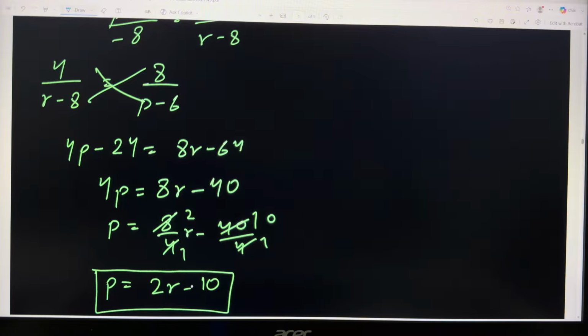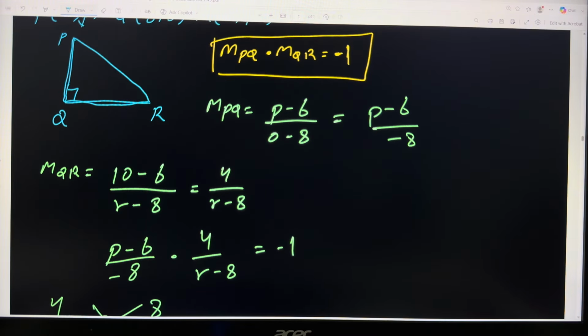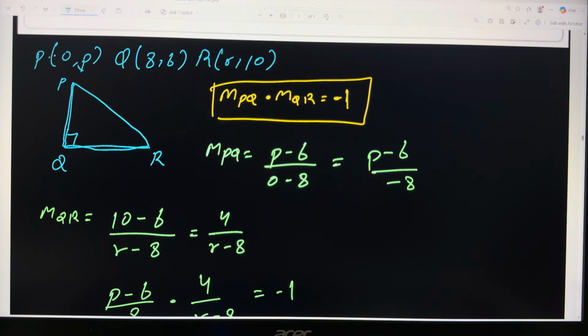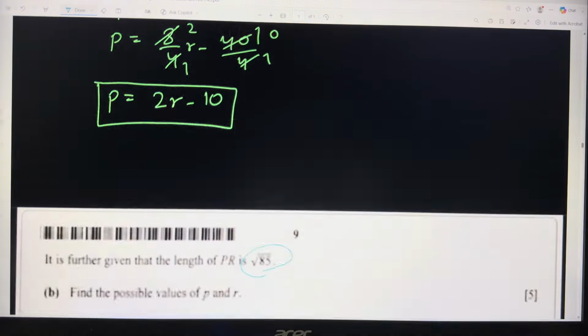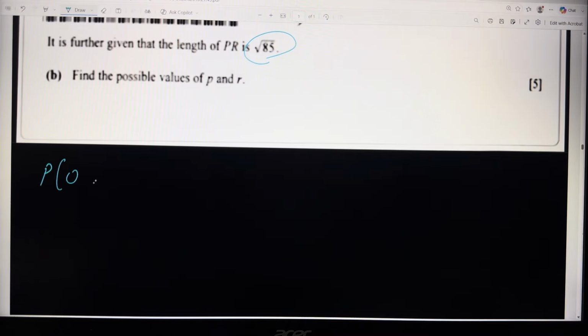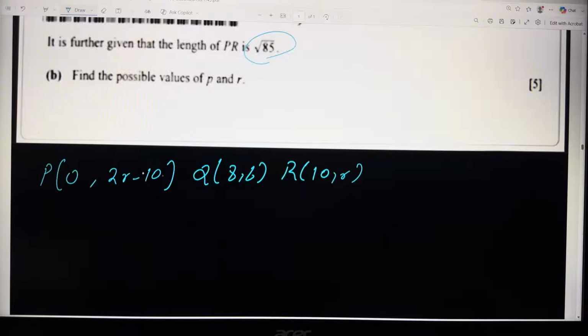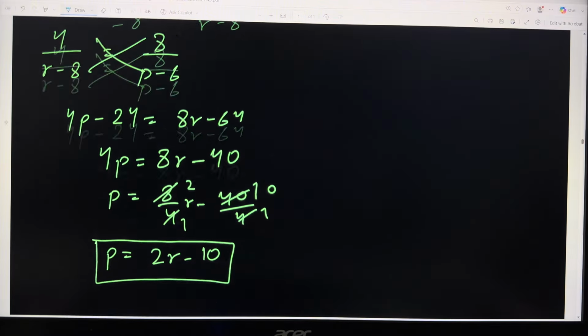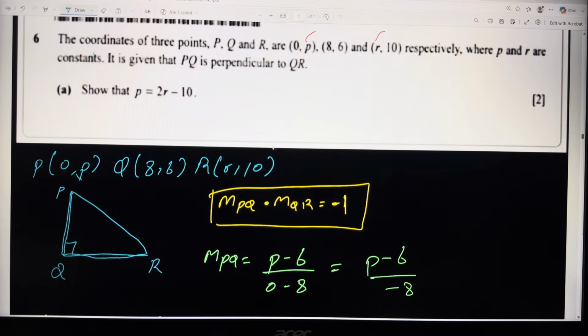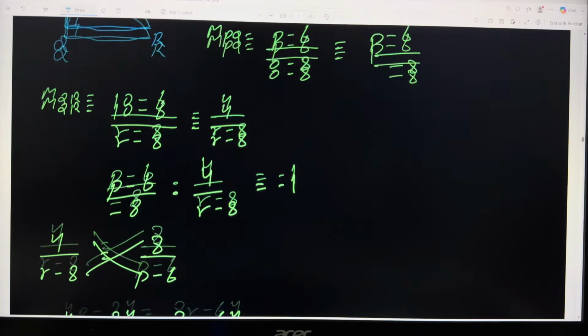Okay, p is now 2r minus 10. Remember the questions always align with themselves, like the previous part is always mixed with the next part. So remember we'll use p as 2r minus 10. We can just copy these down. So P is 0, 2r minus 10. And Q is 8, 6 and R is r, 10. Let me confirm that. Yeah, r, 10, sorry. Okay, we'll change that to r, 10. And okay, PQ and QR are perpendicular.